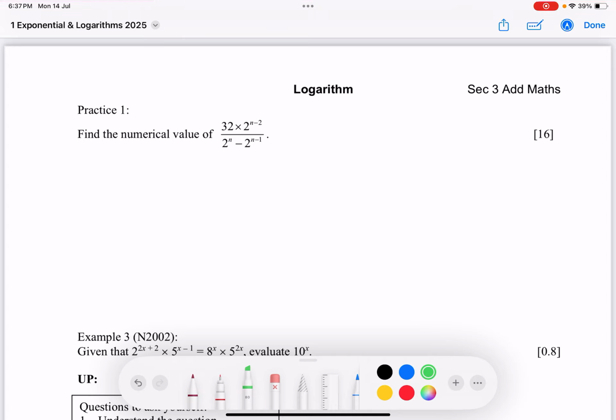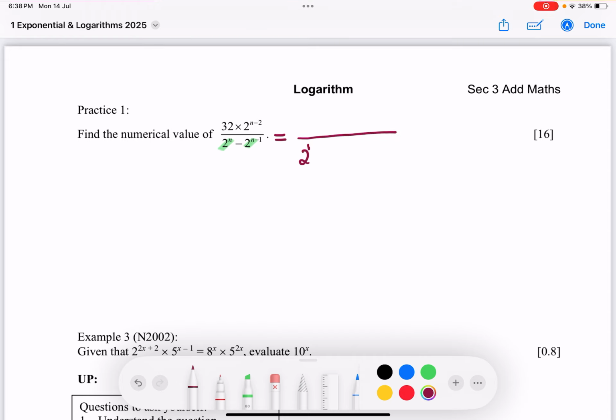Okay, for this question, the numerator, there is a product, so that's good. 32 can be expressed as 2 power 5, so that's also good, I guess. But the denominator has a minus. That's not good because that means the denominator, the two terms, can never be combined together. So that's when we look for, is there anything common that we can factorize? And I think this one quite clearly, you can see that there's a 2 power n here and here. So it's a matter of how we're going to factorize that out.